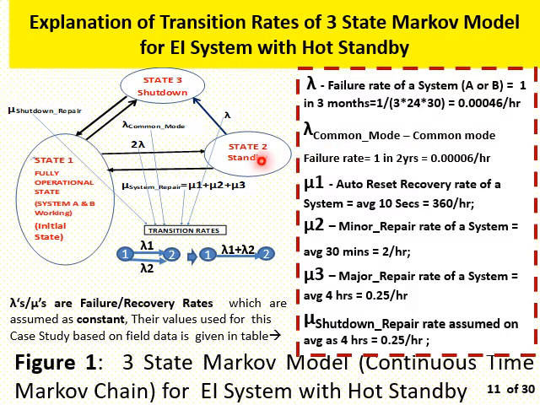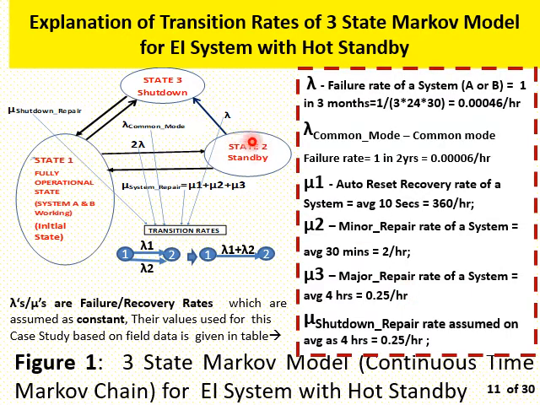Similarly, if you see the recovery rate from state 2, as I explained before, the standby system will first try to recover and restore the failed system. So it takes 3 steps. First is auto reset recovery, mu auto reset recovery, which I assumed as 10 seconds, which translates to 360 per hour. Just as the failure rate is assumed 1 in 3 months, that is equal to 1 by 3 into 24 into 30, which is 0.0004 per hour. The minor repair rate is 2 per hour, and the major repair rate is 0.25 per hour.